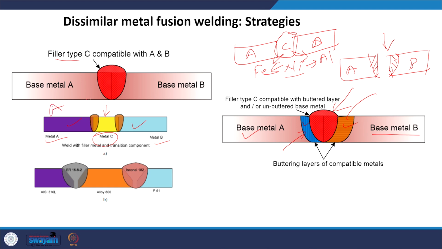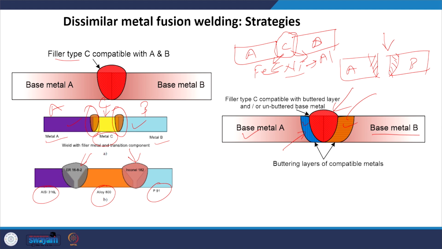So, there is metal A, metal B, and metal C is brought in between A and B, and then two different weld joints are made: between A and C, and between B and C. A typical example is where AISI 316 austenitic stainless steel is being welded with ferritic martensitic steel with the help of a trimetallic component, the third component being of Incoloy 800, and then these two joints are welded using a suitable compatible filler metal.